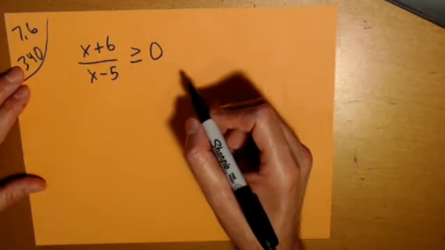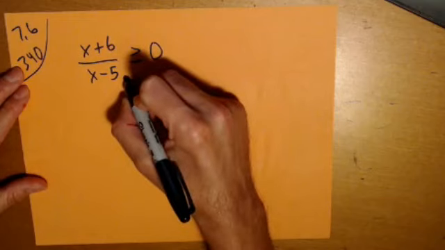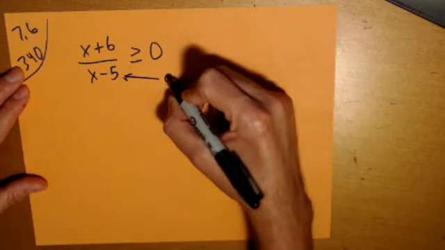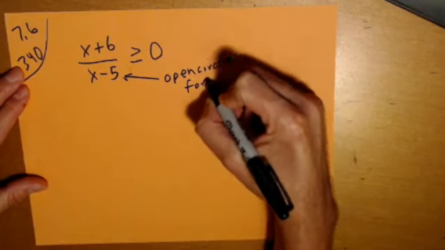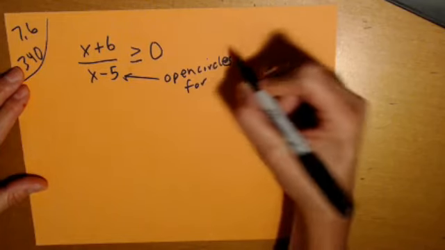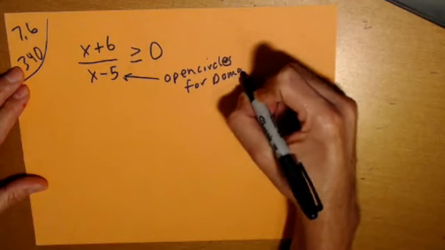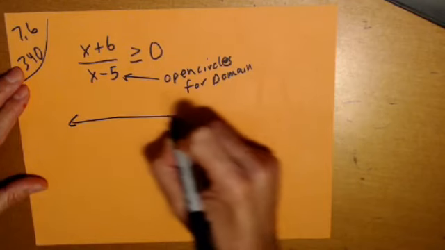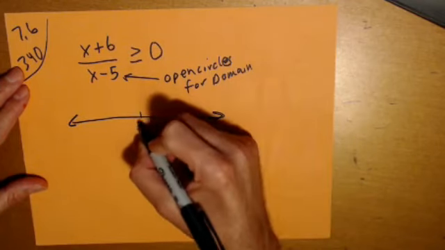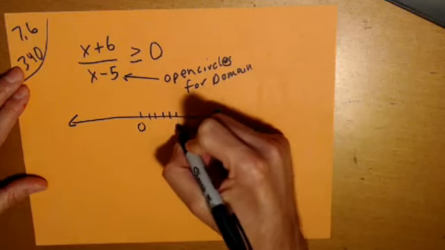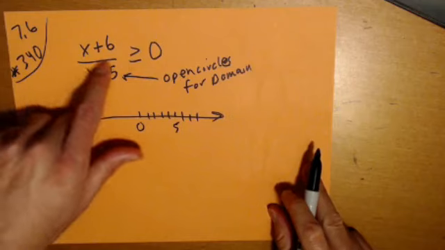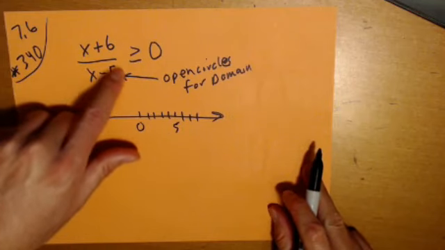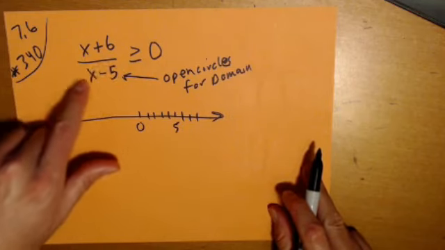So first thing we need to do is look at the bottom, the denominator. Open circles for domain. This isn't going to make much sense, the first one we do. 0, 1, 2, 3, 4, 5. So remember we're talking about domain. You're not allowed to divide by 0. So let's make sure that x is never 5.